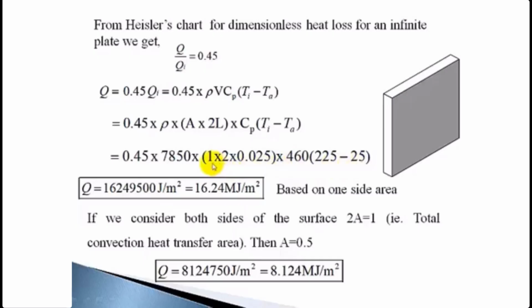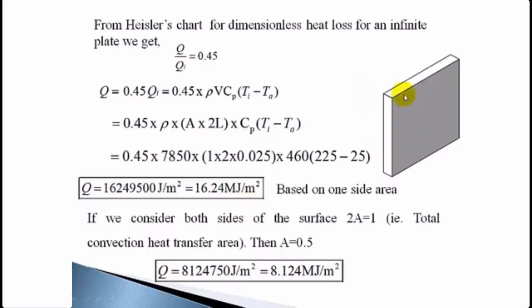So taking the unit one side area, unit area means only one side area I have taken, you get Q as 16.24 megajoule. In joule converted into megajoule, divided by 10 raised to 6, it gives megajoule per meter square. Per meter square of one side area, so much heat is lost. So this calculation is based on one side area.